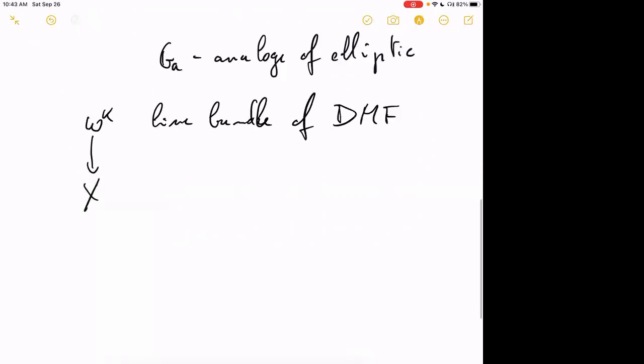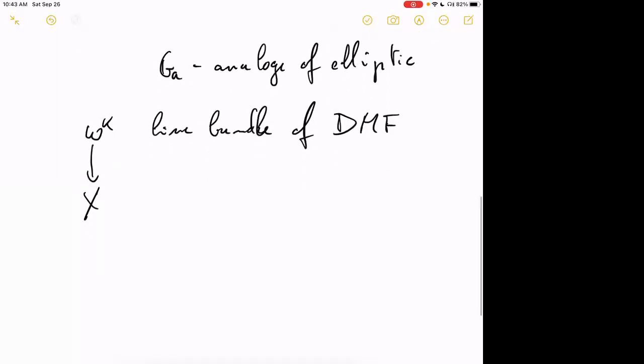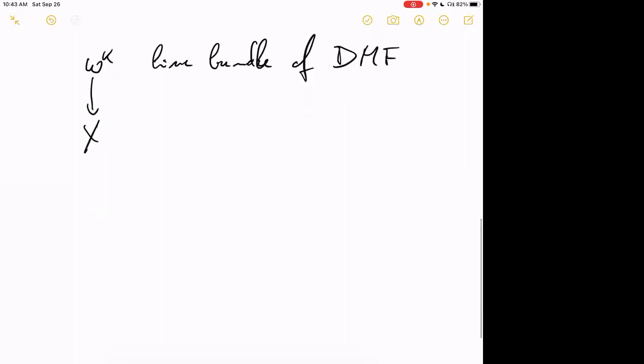Exactly as in the classical case, you can see modular forms as functions of an elliptic curve and an invariant differential, which are homogeneous of weight k for a certain action. Here we construct a line bundle which trivializes the differential on G_a, and then we consider sections that are homogeneous of weight k.